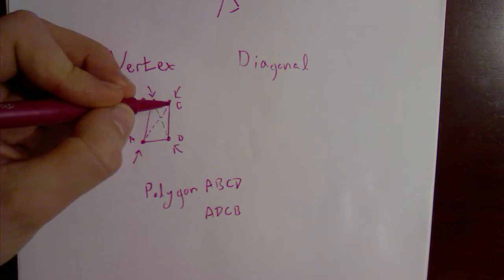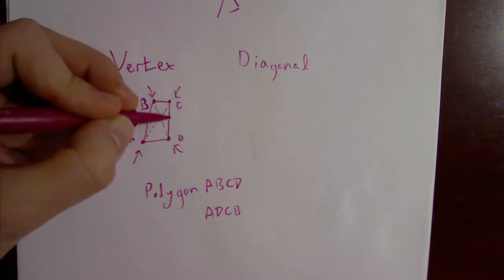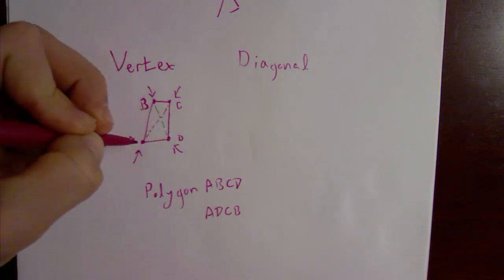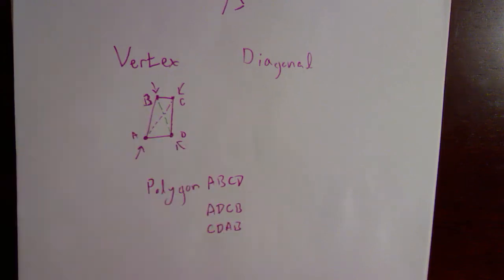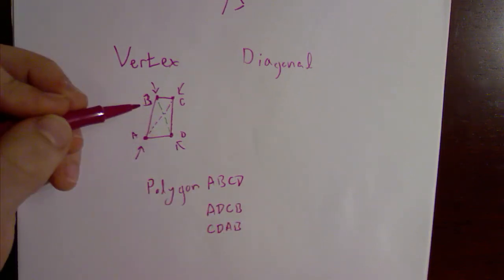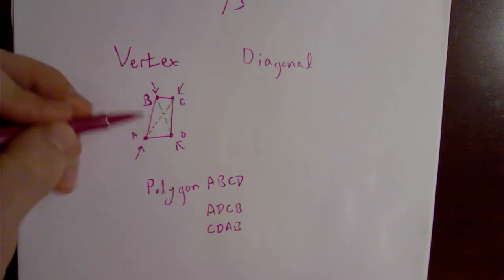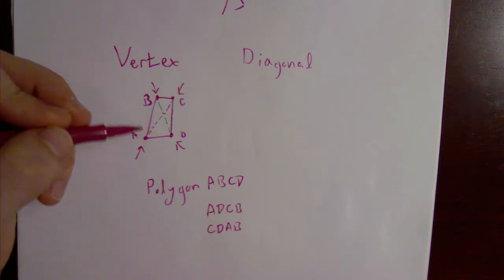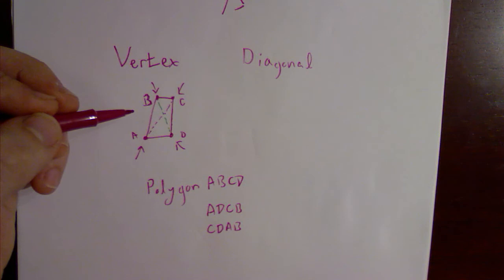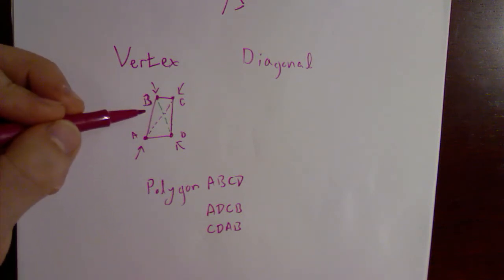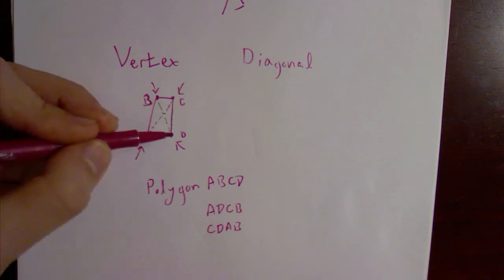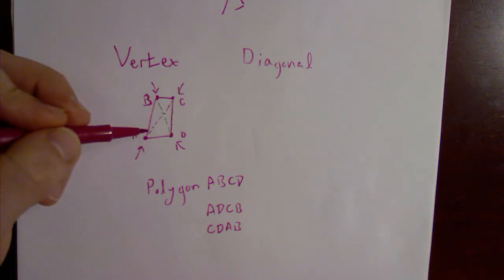I could even start with C and then maybe go clockwise. So C, D, A, B. How many different names do you think there's going to be for this polygon? And then a better question after that is going to be, do you think the number of names are going to change based on the number of vertices that our polygon has?